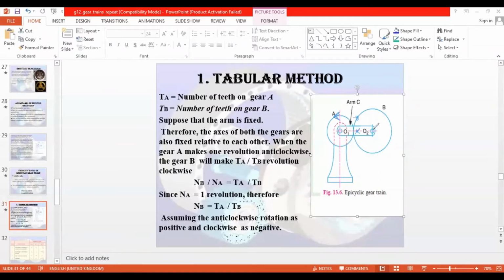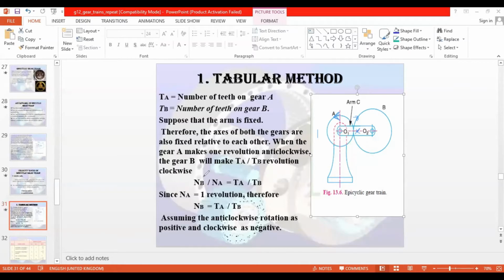So we'll now see the arm is fixed. Therefore, the axes of both the gears are also fixed relative to each other. So this axis is fixed, this axis is fixed. This gear is going to rotate on this axis, and this one on this axis. When the gear A makes one revolution anti-clockwise, the gear B will make TA by TB revolution clockwise. We'll see how that is. If this rotates anti-clockwise, this will rotate clockwise. That's definitely known to everyone.